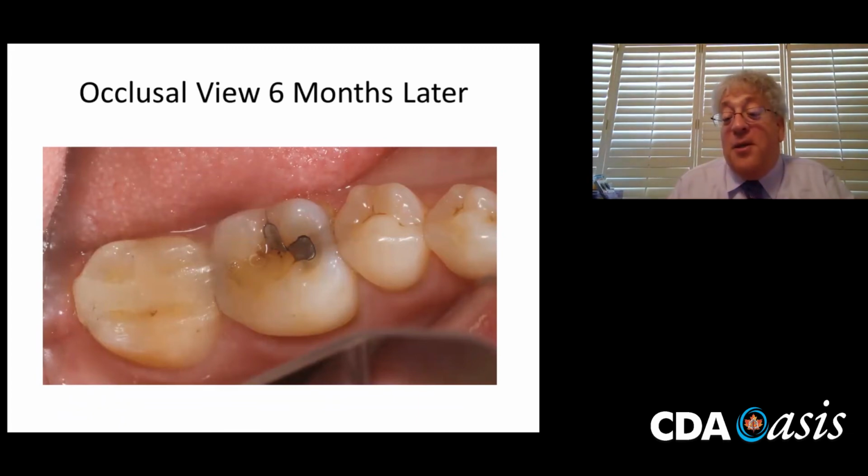And so the end of the story is we found the crack, we restored it conservatively, but we also were able to find the underlying problem. And the underlying problem was parafunction and bruxism, and the bite splint is now working to help maintain it.